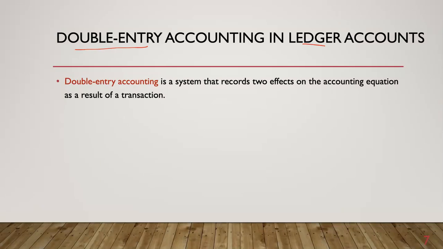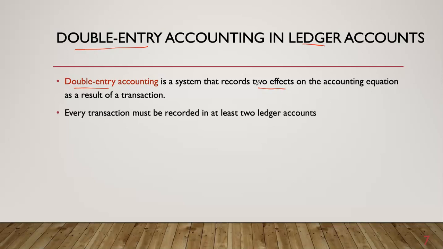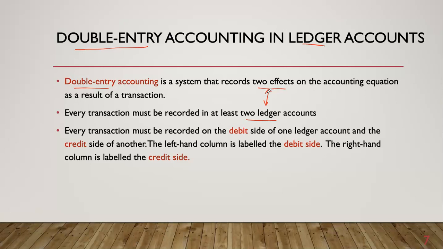We know that double entry accounting is a system that records the at least two effects on the accounting equation to make sure it balances. And we know then, if we think it through, that every transaction must be recorded in at least two ledger accounts. Because if there are two effects on the accounting equation because of each transaction, and there is a ledger account for each individual item that you might see in the accounting equation, it makes sense that it's recorded in two separate ledger accounts. Now, this is where it gets a little bit complicated.